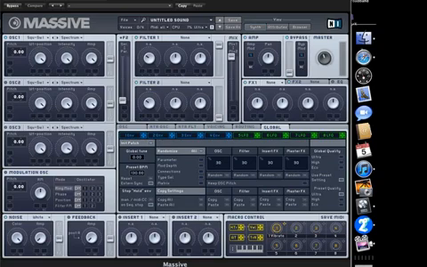So this is something that's pretty similar. It's not the exact same one, obviously, because I don't know what synth he used, but this is how to make it sound very similar in Massive. So this Massive I've got here is in stereo.